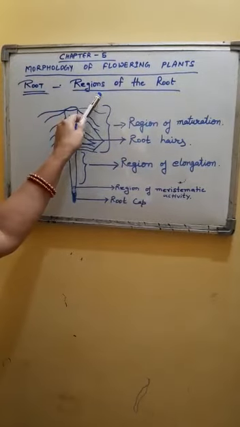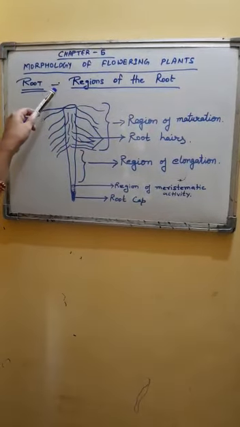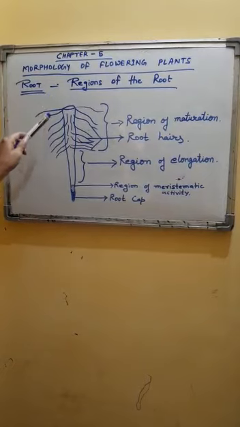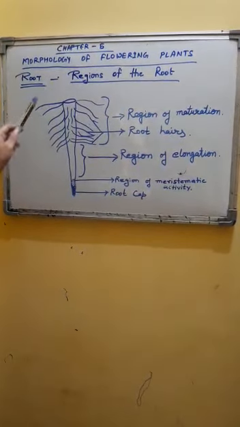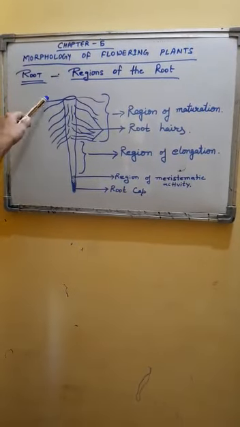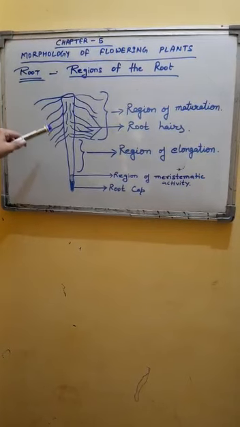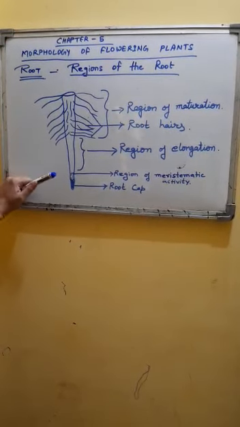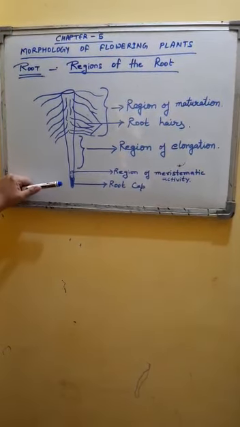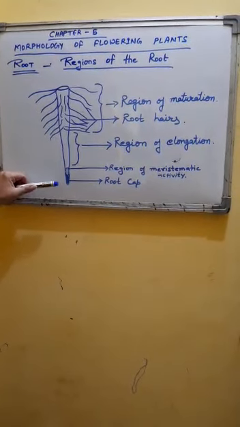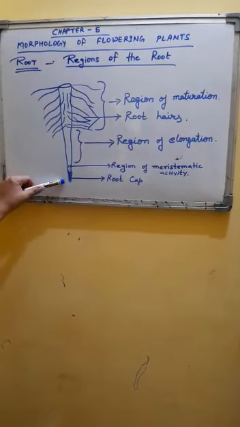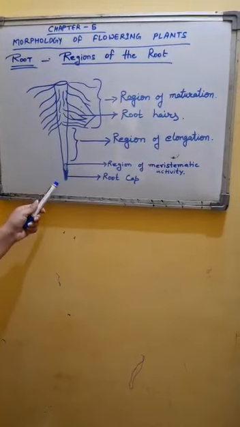Regions or areas of the root. Following are the different areas or regions of the root. Basically, a root has been divided into four regions, you can say. The first region is called the root cap. It is present at the tip of the root.